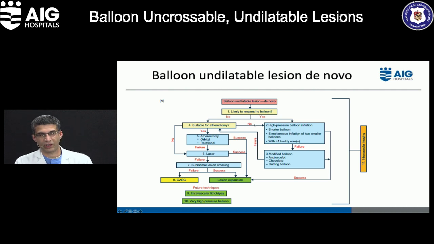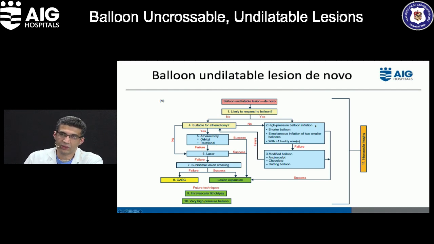Now why this fundamental difference? Many a time there will be a lot of things which are spoken about, IVL, cutting balloon, and so forth. But remember that these are all bulky balloons. And when we are talking about undilatable lesions, these are lesions which are extremely difficult to cross also. So they go hand in hand, both balloon undilatable and balloon uncrossable lesions.